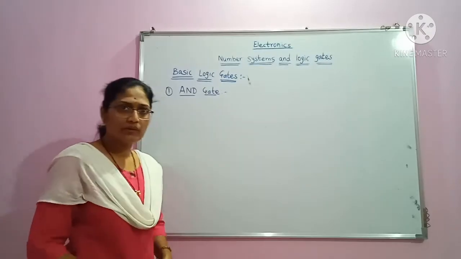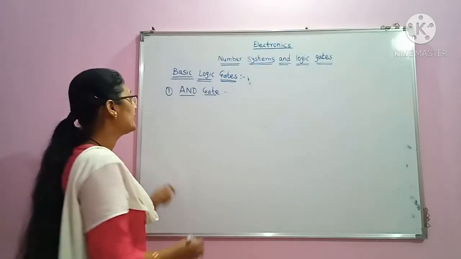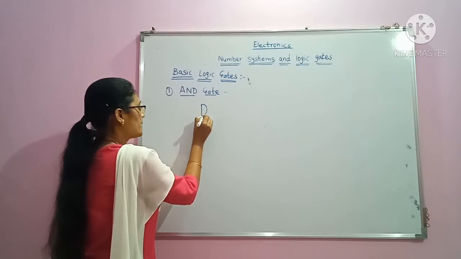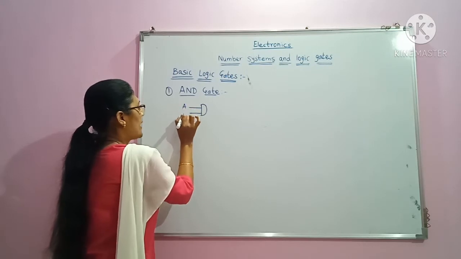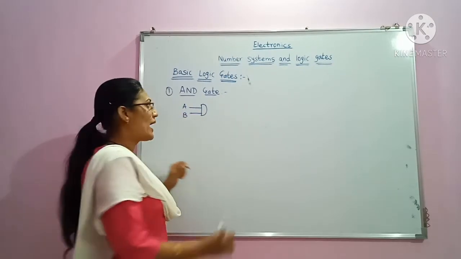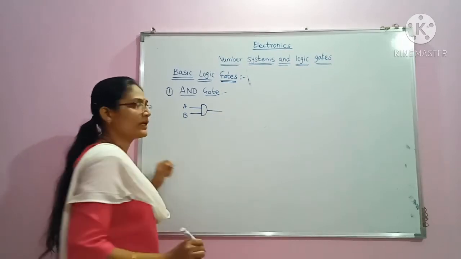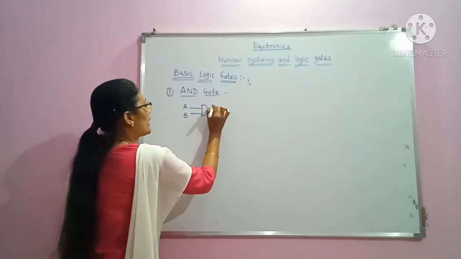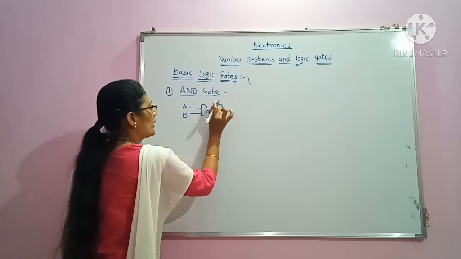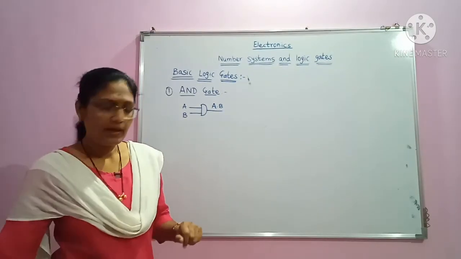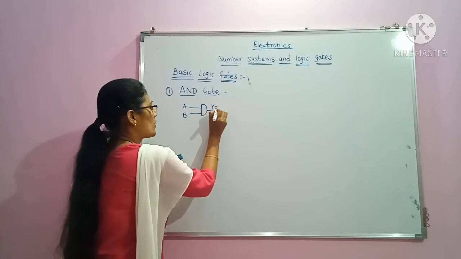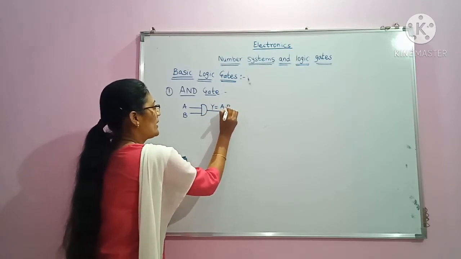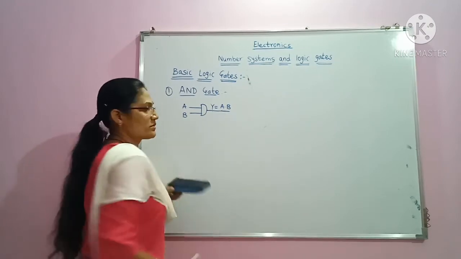So initially I will draw the symbol of an AND gate. An AND gate is represented with two inputs. Suppose I have considered A and B as the two inputs, and its only output is represented with A dot B. A dot B is the output of the AND gate. Suppose I represent the output by Y, then the output is given by the product of the two inputs.